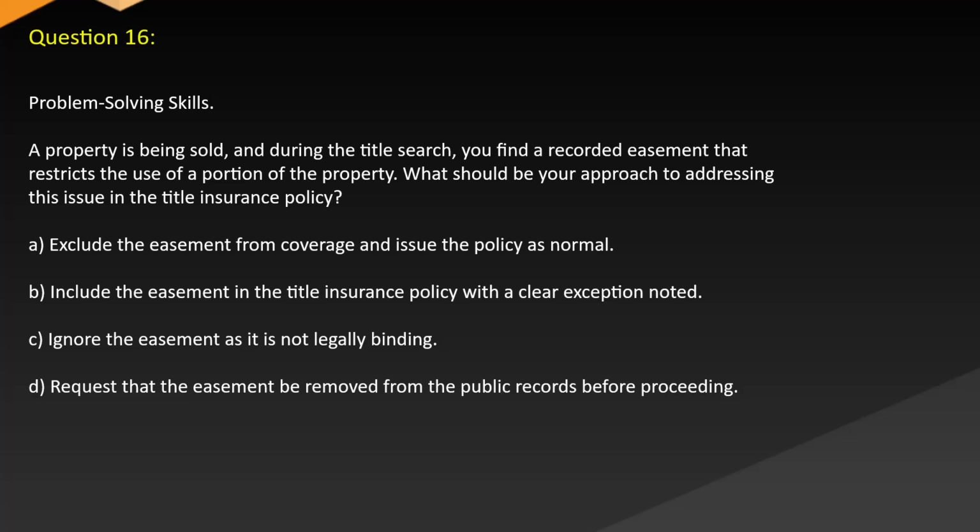A. Exclude the easement from coverage and issue the policy as normal. B. Include the easement in the title insurance policy with a clear exception noted. C. Ignore the easement as it is not legally binding. D. Request that the easement be removed from the public records before proceeding.